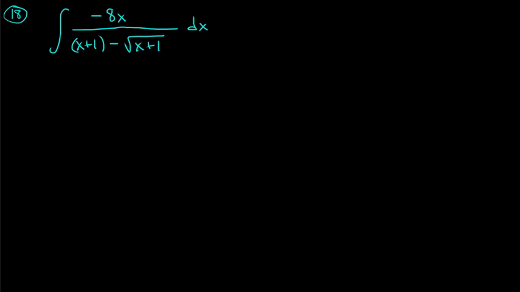Let's do one more. Okay, so we have the indefinite integral of negative 8x all over x plus 1 minus the square root of x plus 1 dx, with respect to x. Yeah, this is going to be a tricky one. And I would start with the basic rule here. What's in the parentheses or what's under the square root? They happen to be the same thing, x plus 1. So let's just try u is x plus 1.